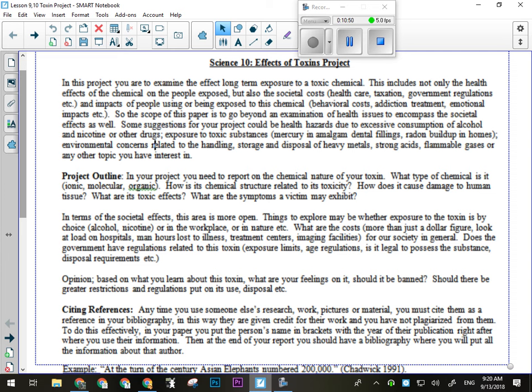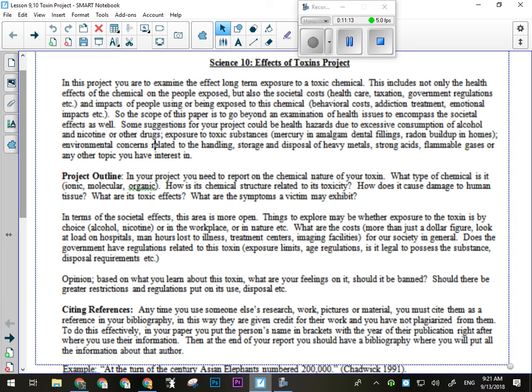Treatment centers. If we're seeing a certain disorder or disease that's caused by toxic chemicals showing up a lot more, maybe we need specialized treatment centers. Those cost money. The staffing costs money, imaging facilities, etc., for society in general. Does the government have regulations related to that toxin? Are there exposure limits? Are there age regulations? Is it legal to actually possess the stuff?